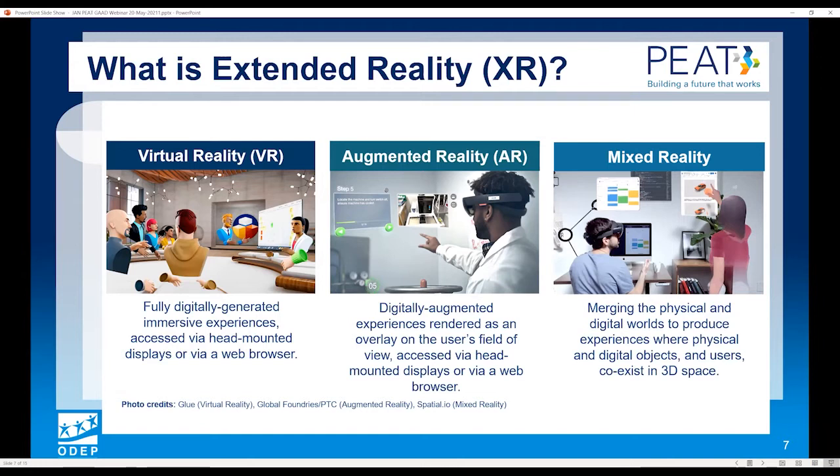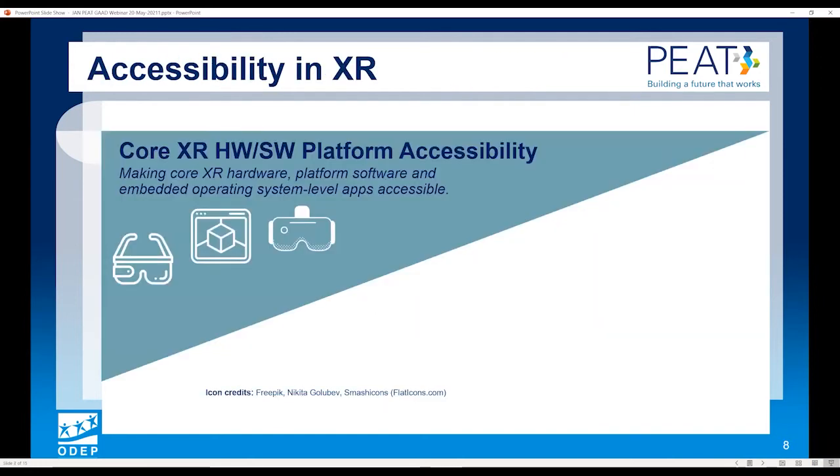So on the next slide, we'll talk a little bit about what does accessibility mean in XR? We can look at accessibility in two different ways. First, this first part of the slide is going to talk about the core hardware and software that comprises these technologies, such as the operating systems, making sure that people can access the baseline systems. And then if you build the slide, the next part of the slide will talk about content that's built on these devices.